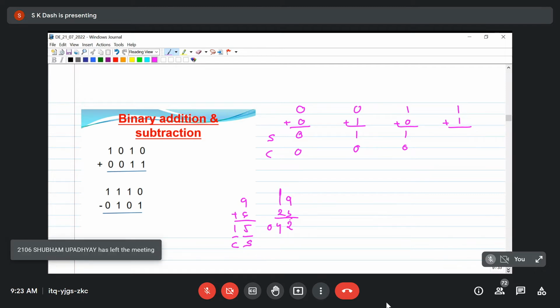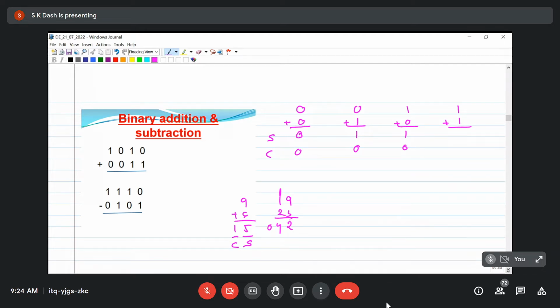Okay. So why sum 0 carry 1? What is the reason behind it? So 1 plus 1 will be 2 and its binary is 1 0. Yes, correct. But you are saying 1 plus 1 will be equal to 2. But we are adding binary numbers here, not decimal. So 1's decimal is 1.